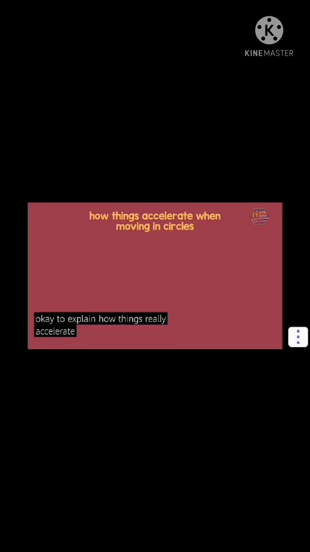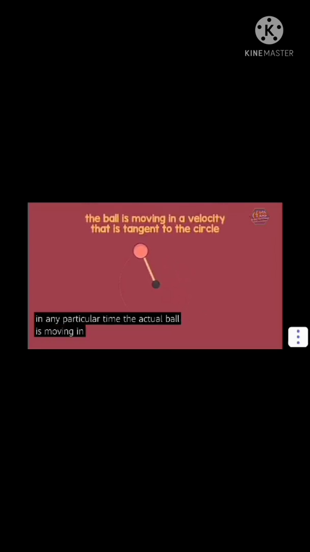Okay, to explain how things really accelerate when moving in circles, let's take this as an example. Suppose you have a rope and a ball hanging off the end of it. You spin it around your head. So how would you describe this kind of motion? Well, first of all, it is moving around a circle. But at any particular time, the ball is moving with a velocity that is tangent to the circle. Suppose this arrow represents the velocity of the ball. You can say that the velocity at this point is always tangent to the circle.